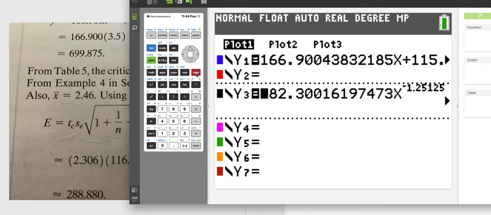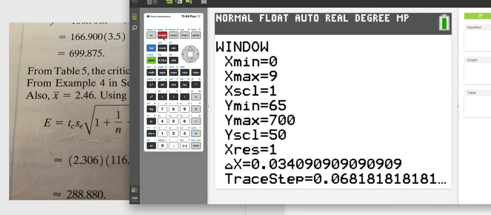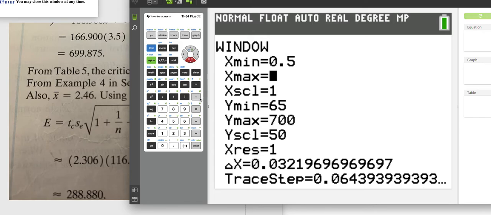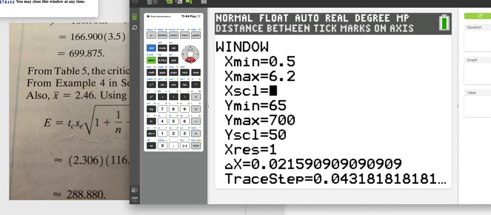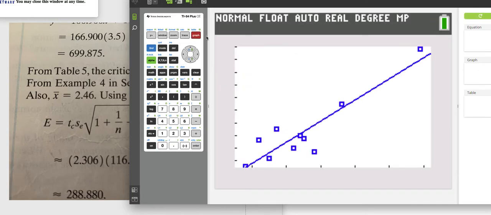Okay, so I'm going to go to my window, and my x values, my lowest one is about 0.8, so I'm going to go 0.5. My highest one is, let's go 6.2. And my lowest y value, we got 253, so I'll go 250. My highest value will go 1200. Okay, and we'll have this be just 100 just to make sure we don't have too many lines. All right, so if I graph this, there we go, there's our linear regression. We've seen this before.